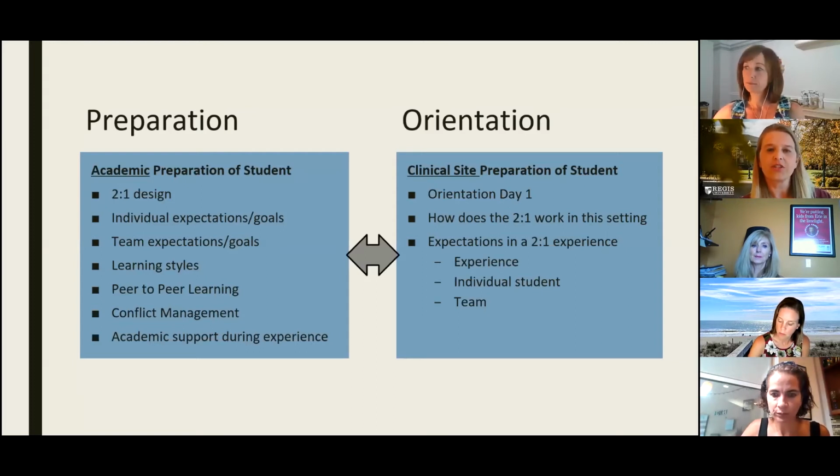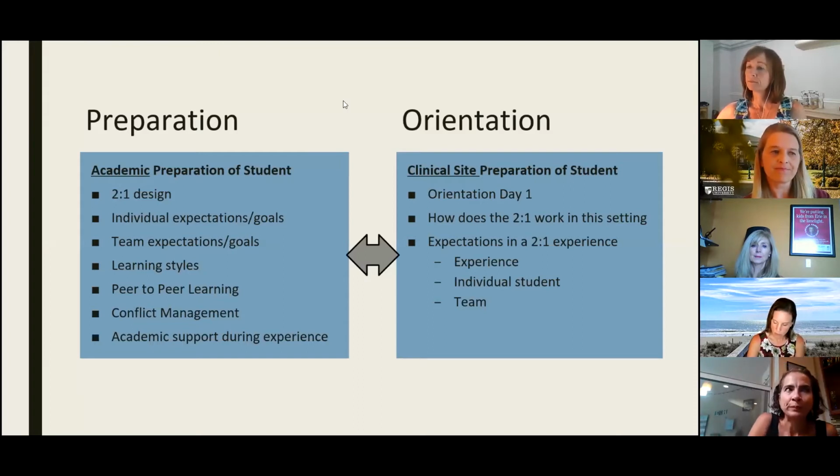The orientation on the right now infers that the student has progressed in time to the orientation that happens on site. Here, the CI and the SCCE need to be oriented in the model, and they then have that orientation day discussion with the students, talking about how does that 2-to-1 model work in their particular setting? What are their expectations for this model in the experience? How much experience have they had before? What are they bringing to the team as an individual and as a team member?